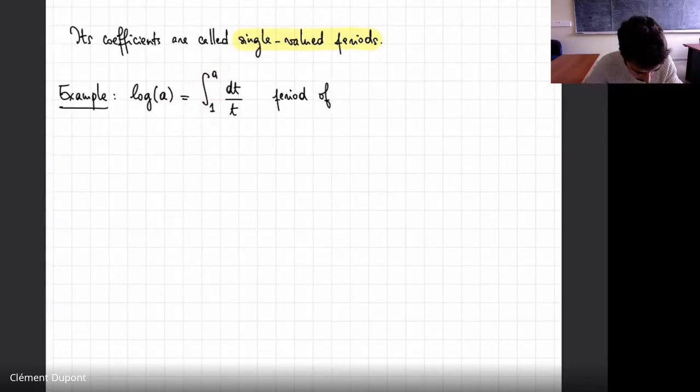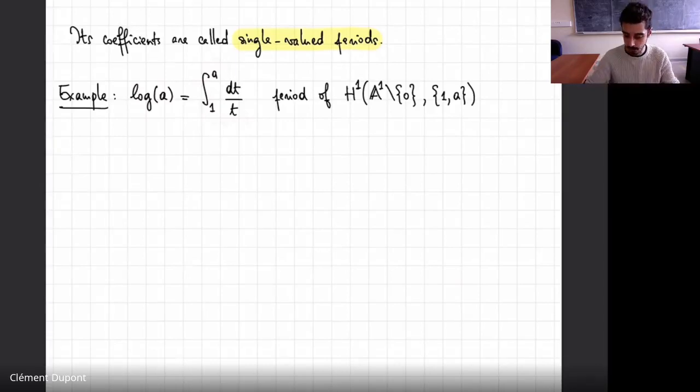So it's a period of a cohomology which is H1 of the affine line minus zero. So this is where the differential form lives, relative to the two endpoints of the integration path here, 1 and 8, okay? So this has a name, it's called a Kummer motive. And it's one of my favorite motives.